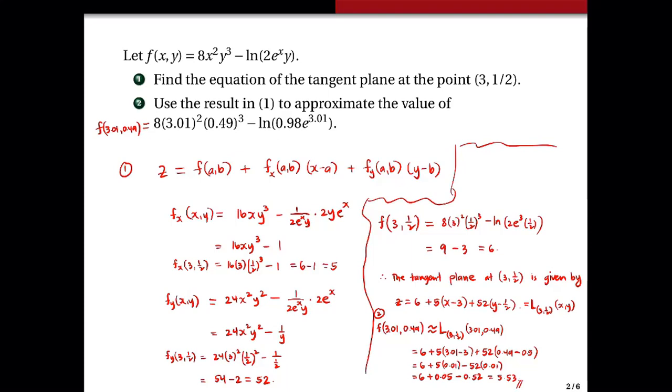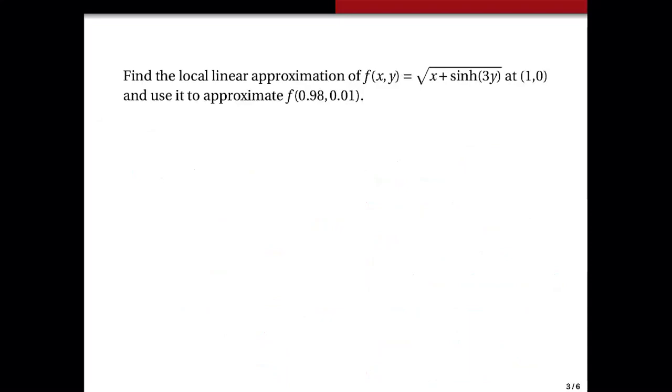Let's look at our next problem. Find the local linear approximation of f of xy given by the square root of x plus sinh 3y at the point 1, 0, and then use it to approximate f of 0.98, 0.01. So very much similar to the previous problem. First, let us find the local linear approximation, and again, we just need the tangent plane. The expression for the tangent plane will be our local linear approximation.